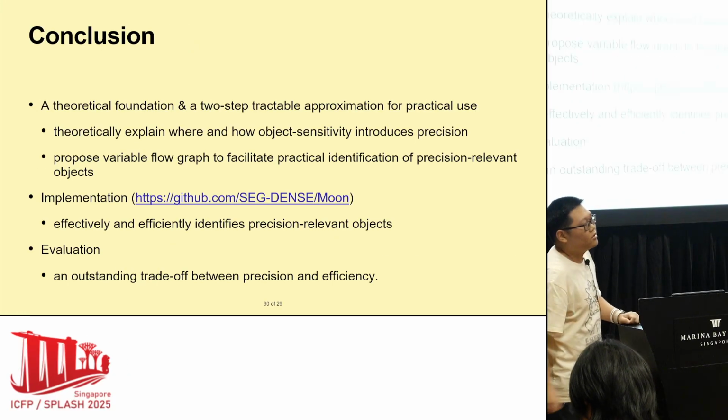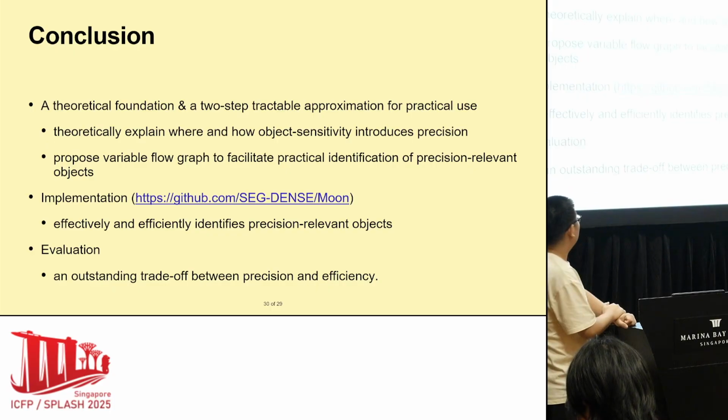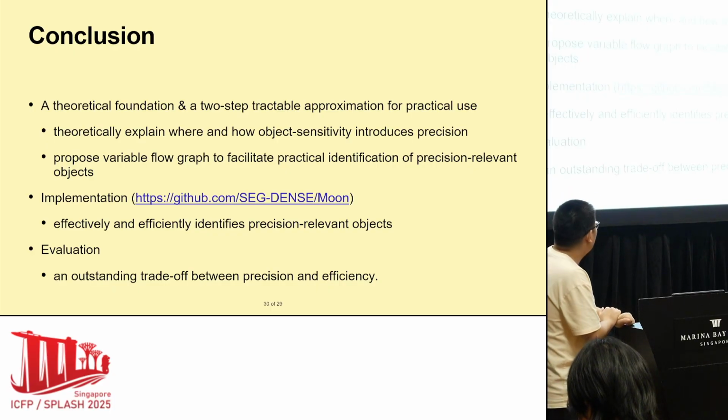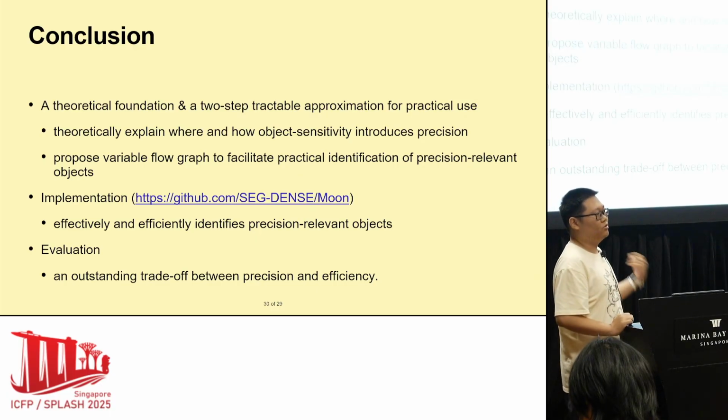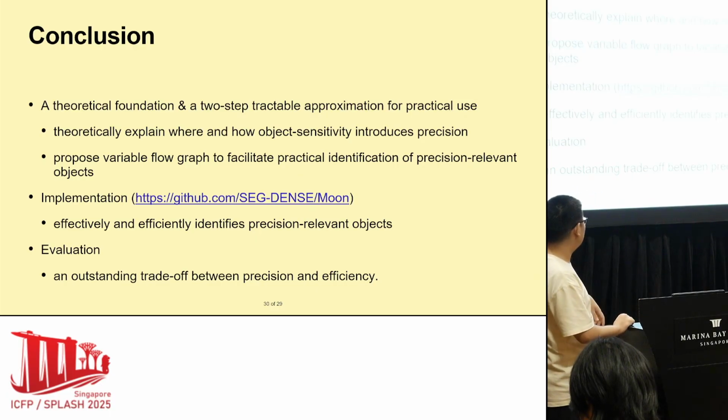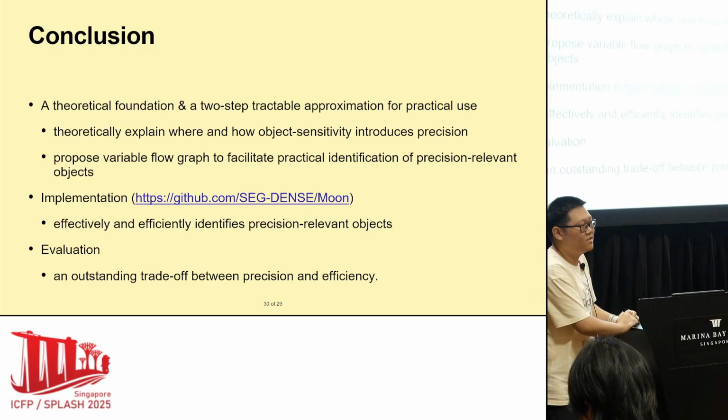So we conclude our work as a selective foundation, a two-step trackable approximation for practical use. Its implementation demonstrates that it can efficiently and effectively identify these procedural objects. And the evaluation demonstrates that Moon achieves an outstanding trade-off between precision and efficiency.